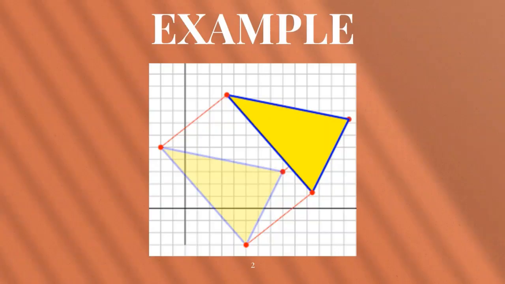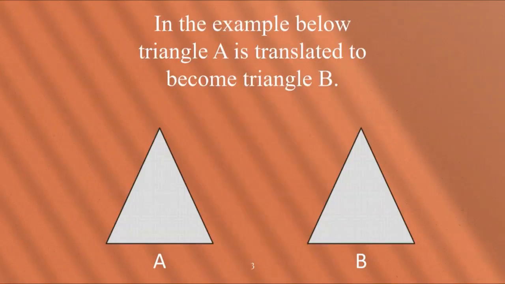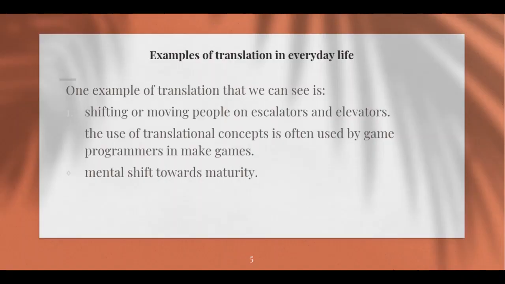From the pictures, we can see that translation only changes the position and the size remains the same. And in another example below, triangle A is translated to become triangle B. Triangle A is slid directly to the right. These are examples of translation in everyday life.